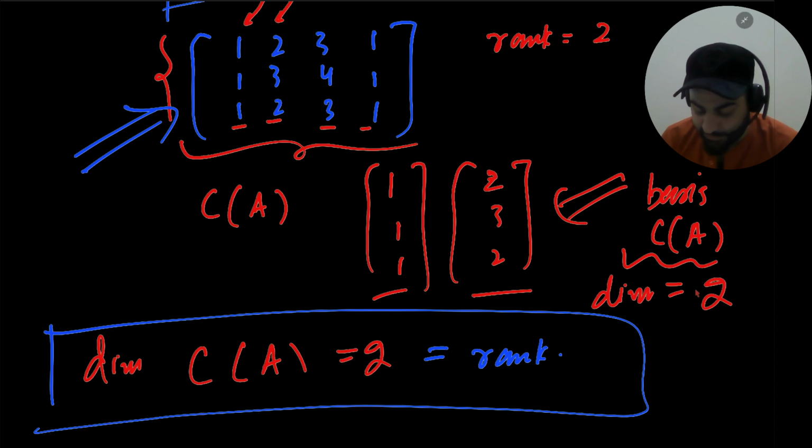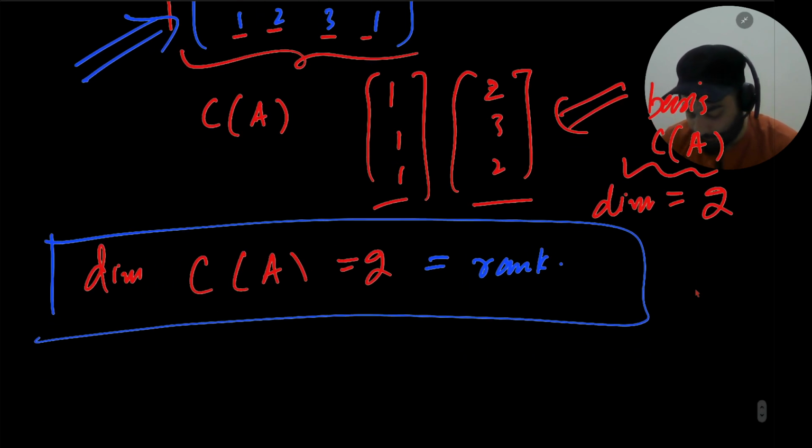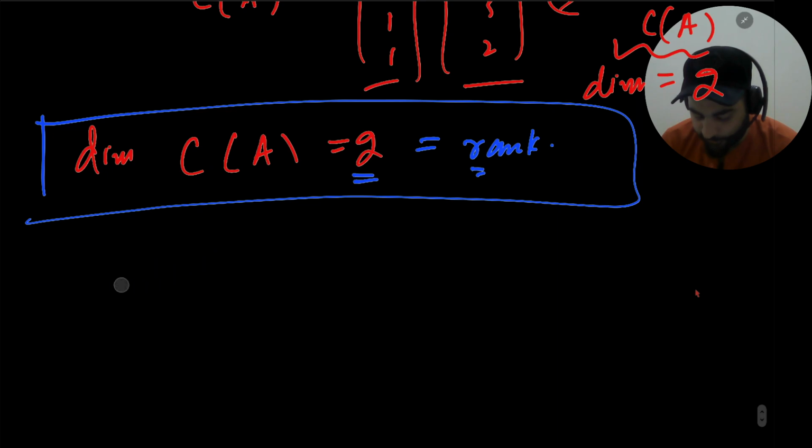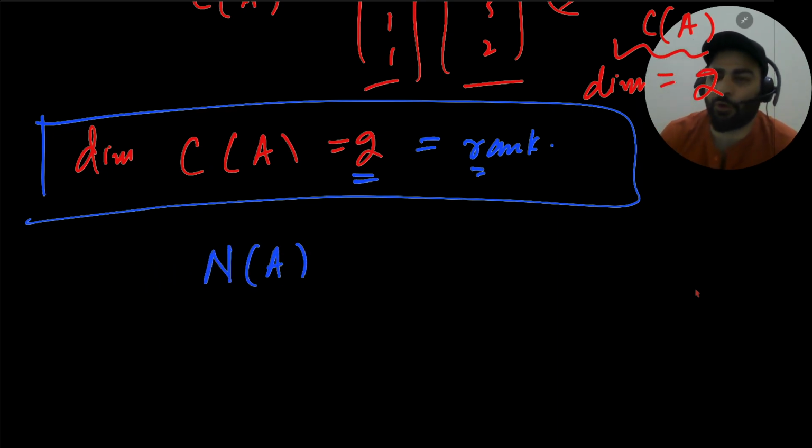So from this example, you can see that the dimension of the column space of A is 2, which is equal to the rank. In a similar way, now we have the null space of A, which I said N(A). So the dimension basically will depend on the free columns there.